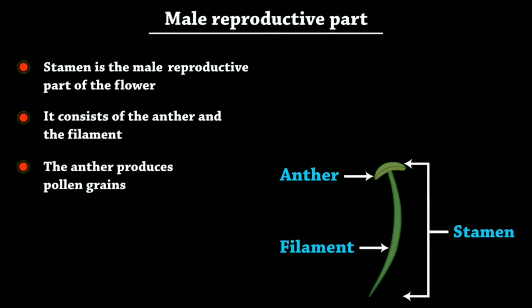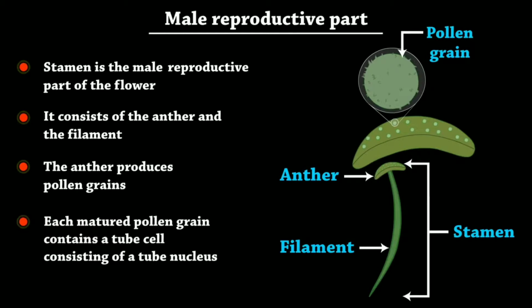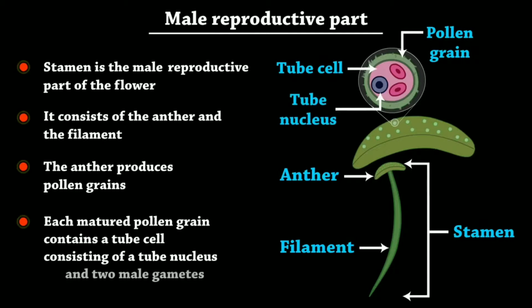The anther produces pollen grains. Each pollen grain contains a tube cell consisting of a tube nucleus and two male gametes.